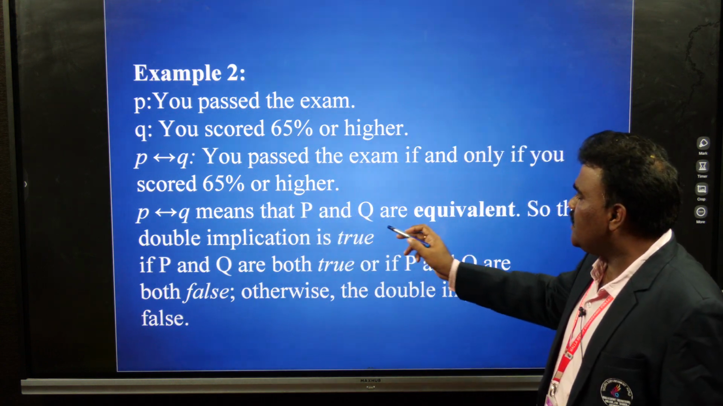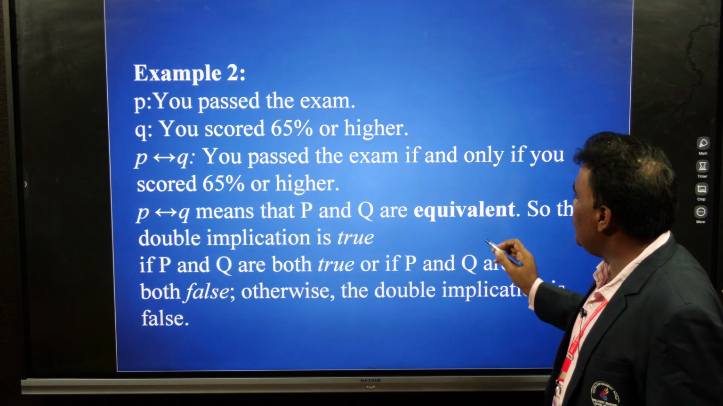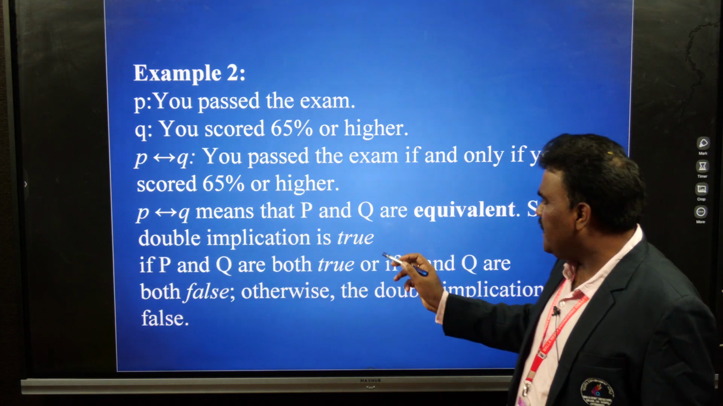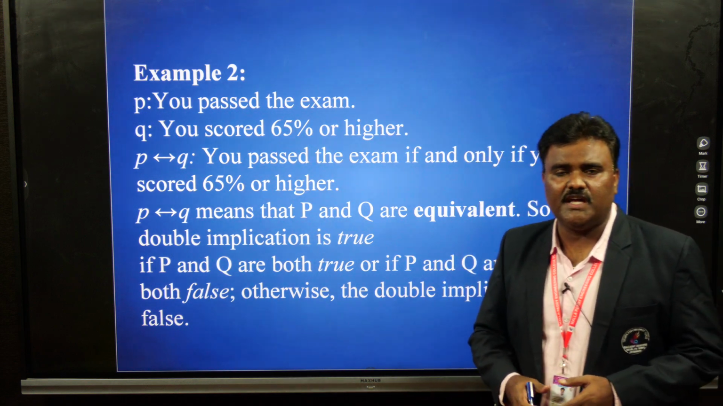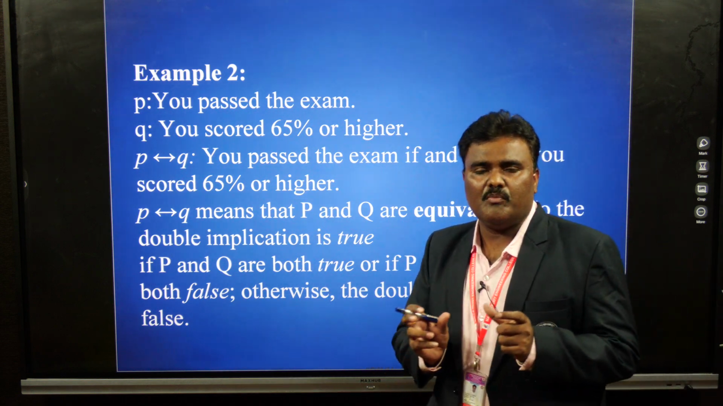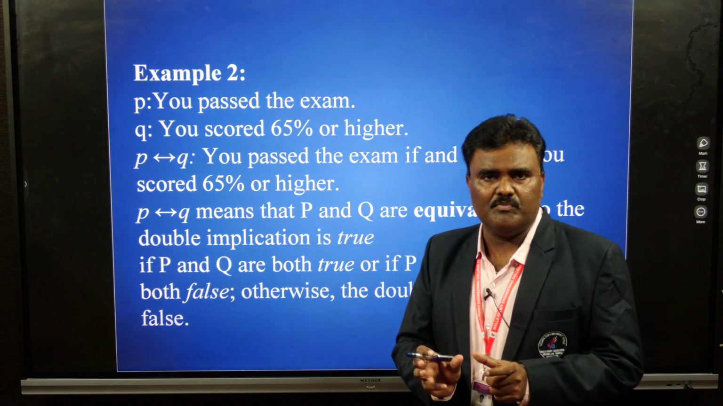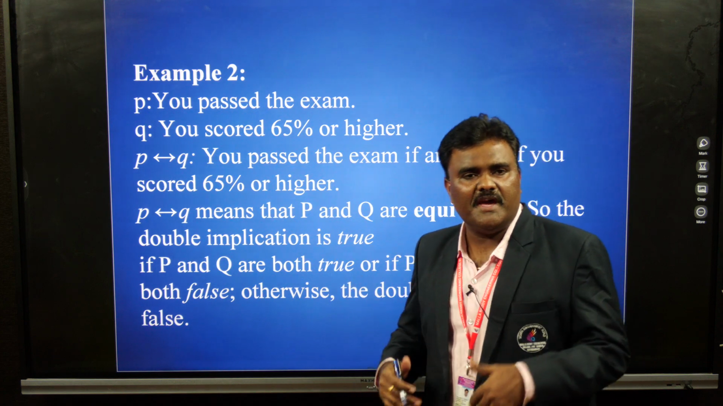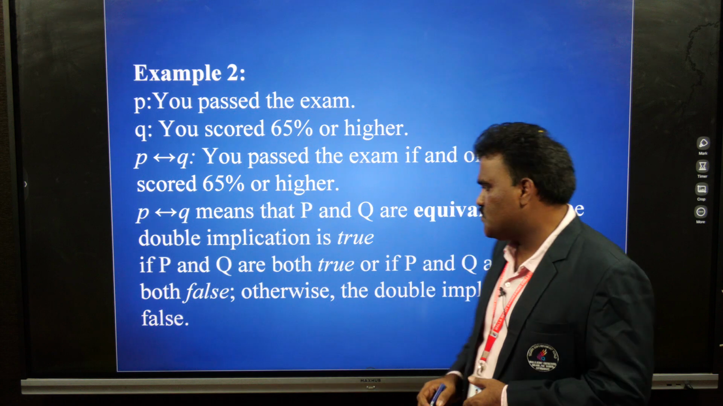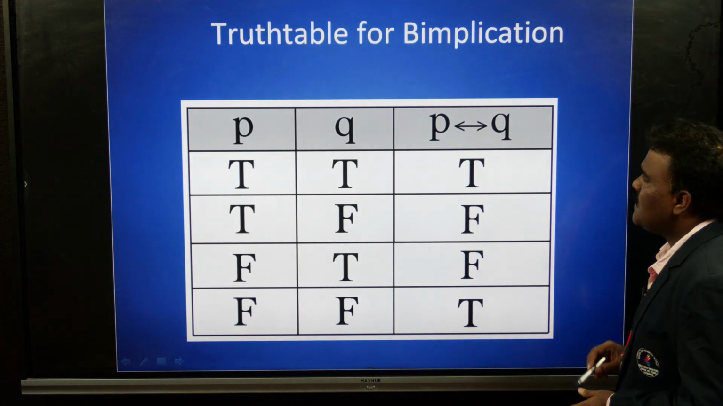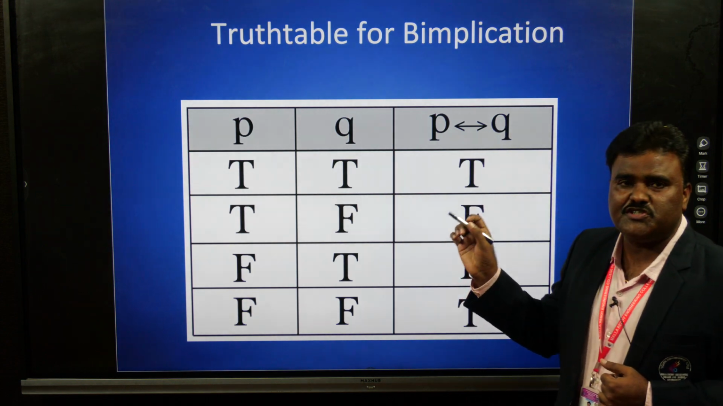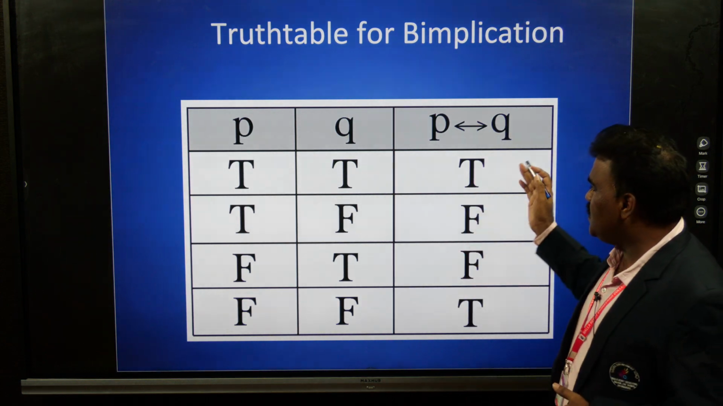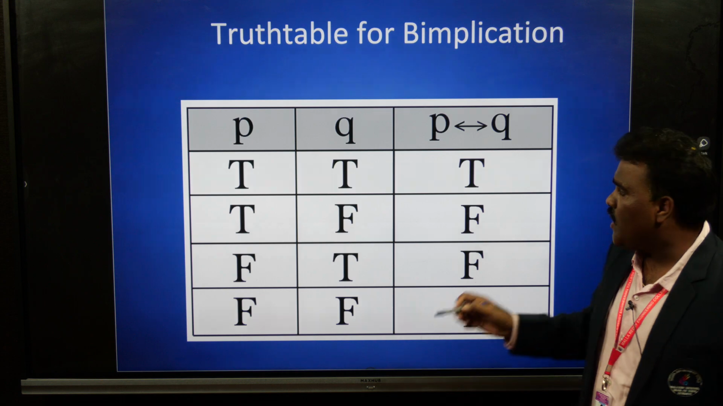P biconditional Q means that P and Q are equivalent, so the double implication is true. In a truth table, if P and Q both have the same value, then the result will be true. In all remaining cases, the result will be false only.